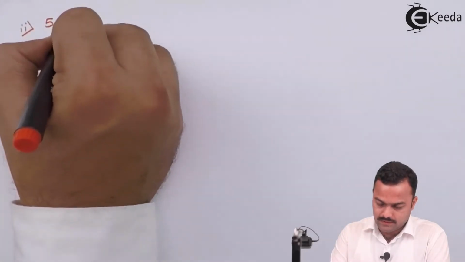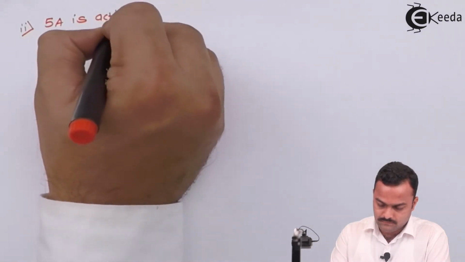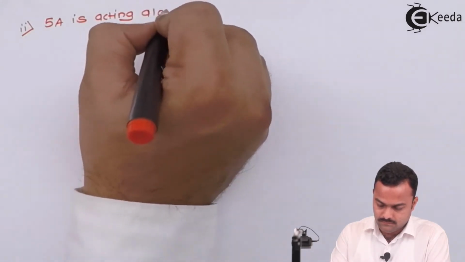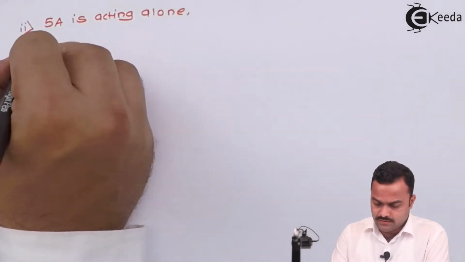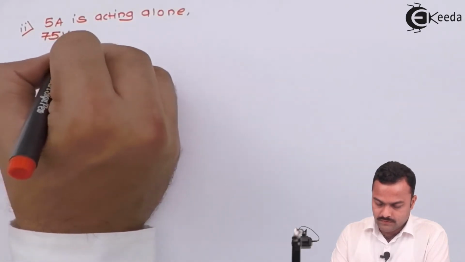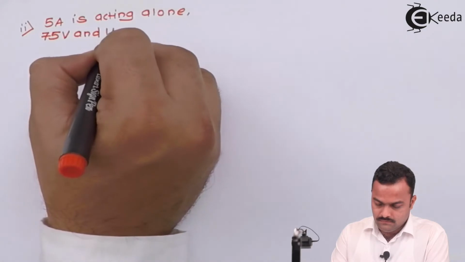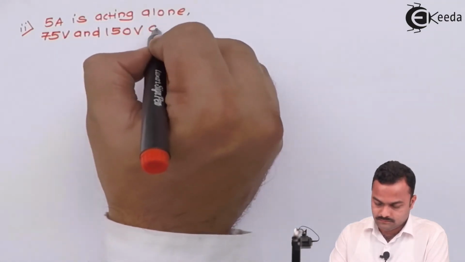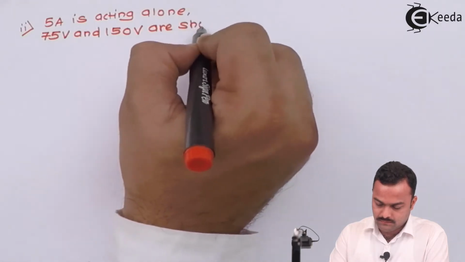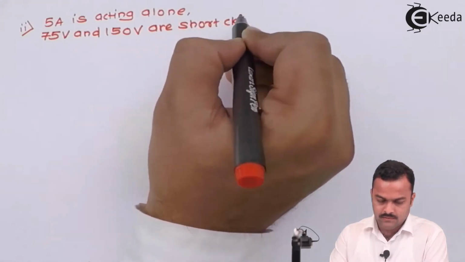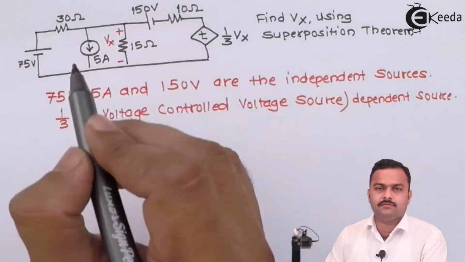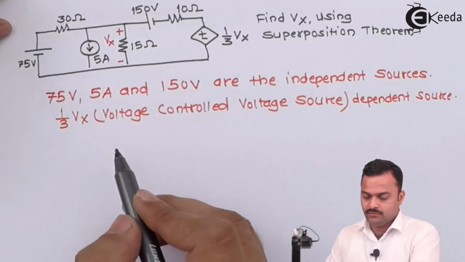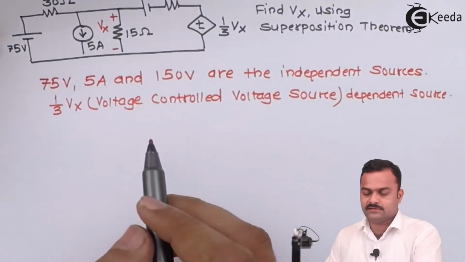Now 5 ampere is acting alone. Besides 5 ampere, there are two independent sources, both of them voltage sources, so 75 volt and 155 volt are short circuited. So in the original circuit, what are the changes that we need to incorporate over here? This will get replaced with a wire, this will get replaced with a wire, being short circuited. So we need to redraw the circuit by considering this effect. The circuit will look like this.